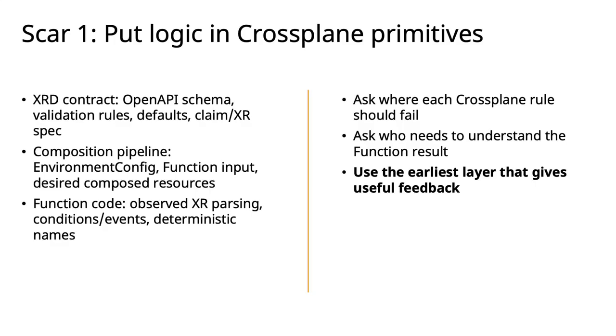So the rule we follow now is to use the earliest layer that gives you useful feedback. In this example, that would be the XRD contract, so the composite resource definition, where you can limit the characters to 24. Then, if the user makes a mistake, they would get the error message directly at the apply level.